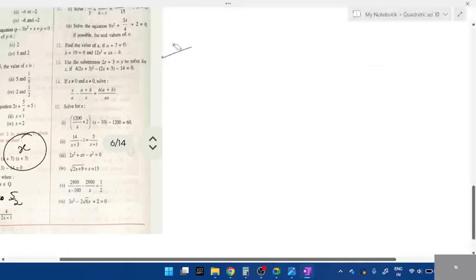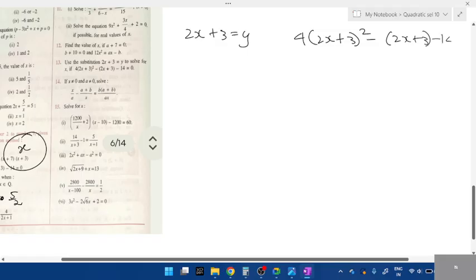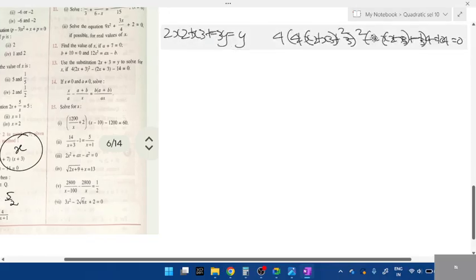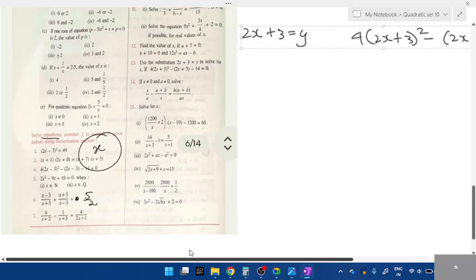So I'm not going to solve everything because factorization you all know how to solve. Look at the 13th one. Use the substitution 2x plus 3 is equal to y to solve for x, if 4 into 2x plus 3 the whole square minus. Similar to this, did we solve the fourth question? Can you see the fourth one?